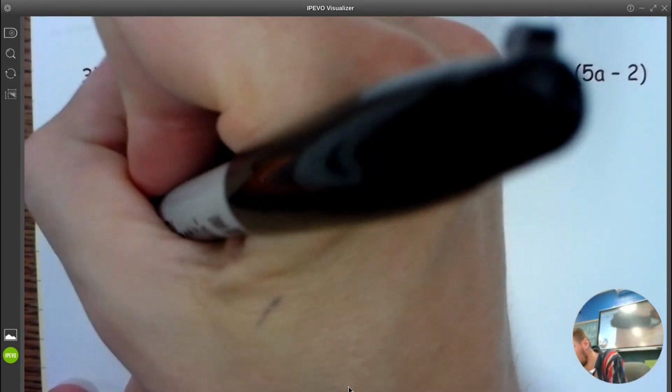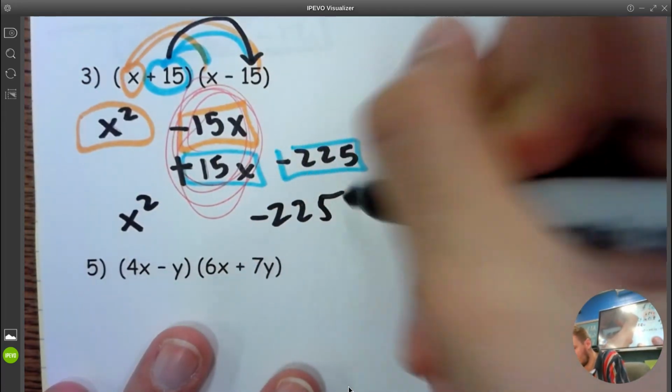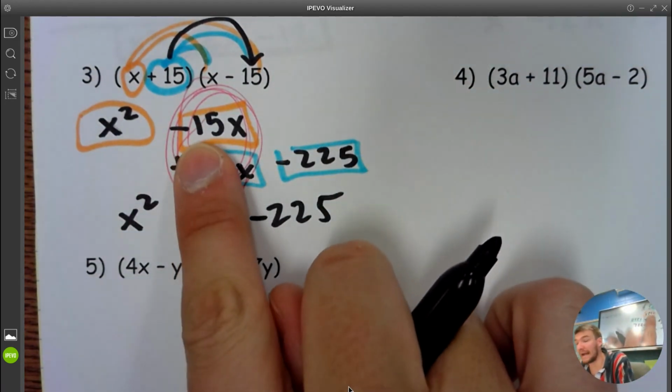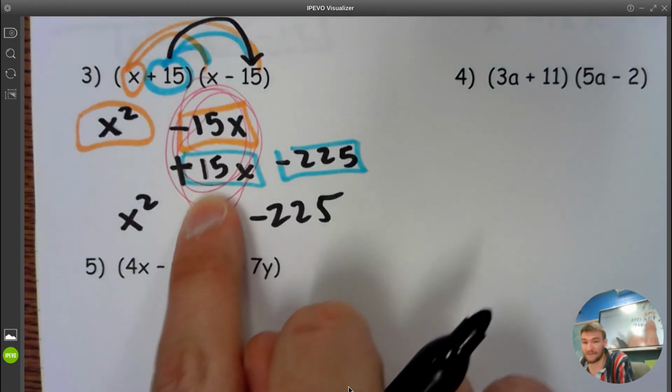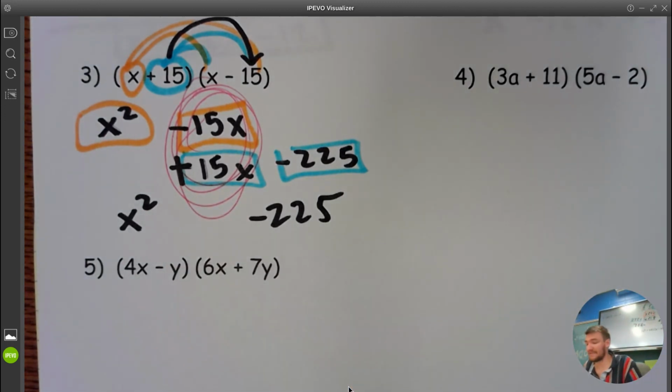The x squared is always going to stay. The minus 225 has no friends. It's going to stay like that. But what about the middle 2 terms? Minus 15 plus 15. 0. Minus 15 plus 15 is 0, just like you said. X, then? Do you keep that?